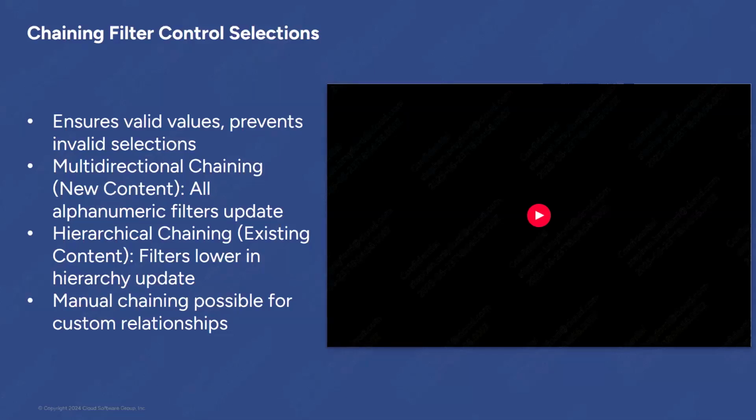But you can manually chain to develop custom relationships within your data, which is great if you haven't already set up the relationships in the master file. This is a good way of circumventing that and creating something a little custom for the end user.